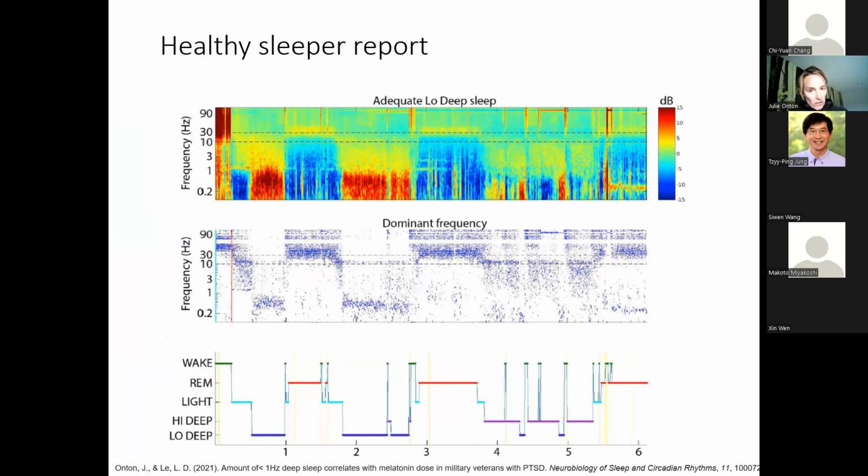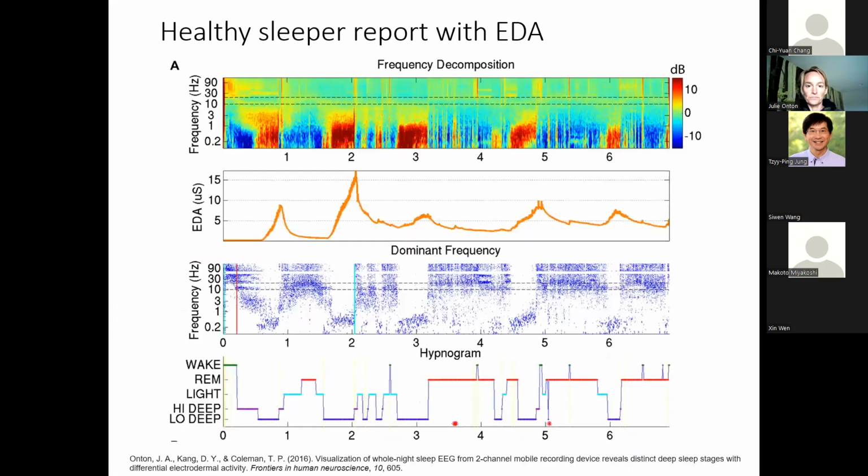Okay, so this is another example. I'm going to go through a few examples of healthy sleeper reports so you get an idea for what these typically look like in a healthy situation. So you can see this sleeper had 2 cycles of low deep sleep, clear stretches of REM sleep, and then finishes out the night in hour 4 or 5 with just light or high deep sleep, and then finishes in REM sleep. This is another healthy sleep report. You can clearly see the low deep sleep cycles again. This time I added... There's a question.